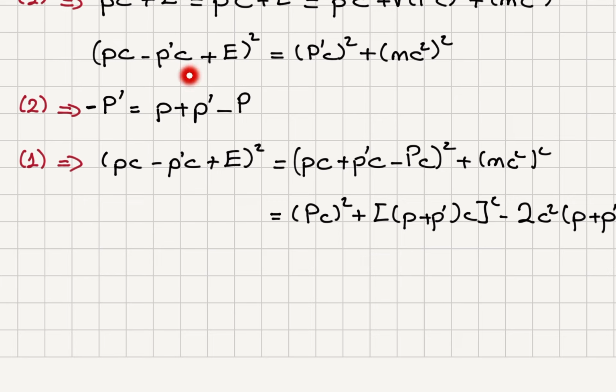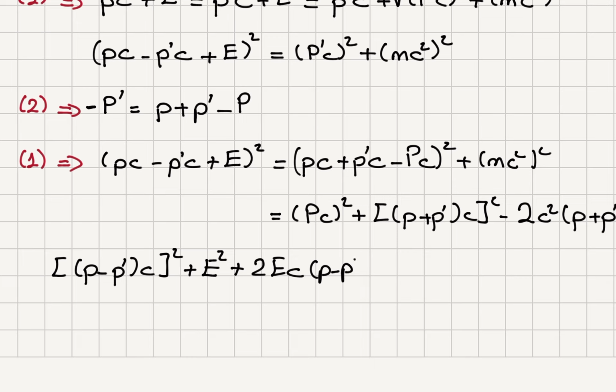I have this part, so that I can expand as well. (P minus p prime) c squared plus e squared plus 2 capital E c (p minus p prime). That's the left hand side of this equation.